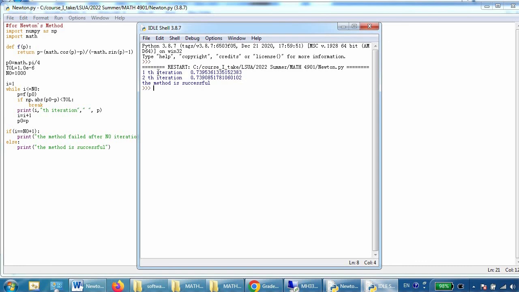Now we already finished the programming and we get the results. We have 2 iterations. One is 0.7395359536, and the second iteration is going to be 0.373985, and the method is successful. That's it.